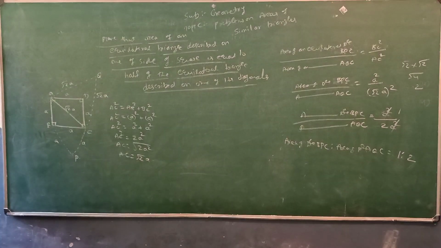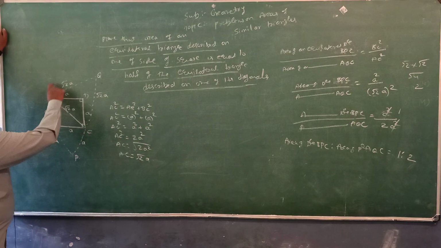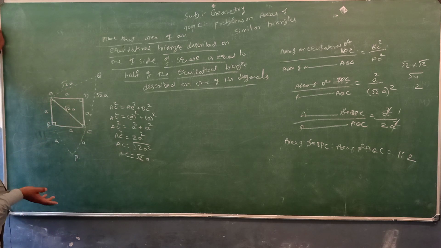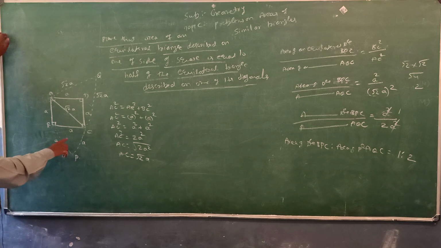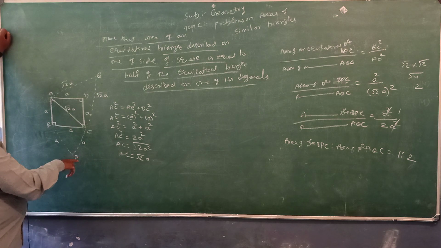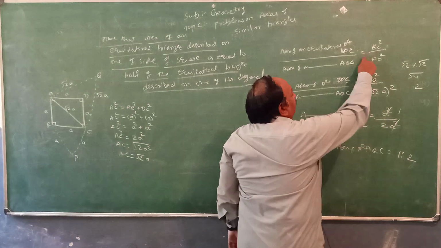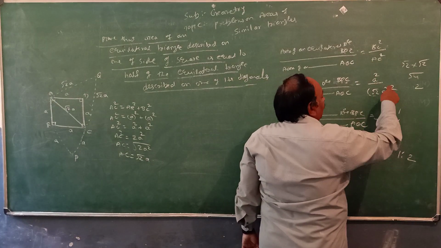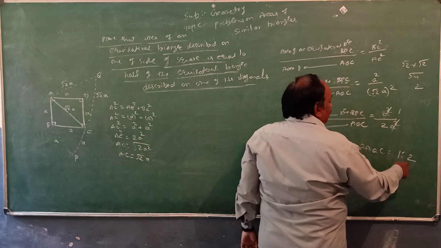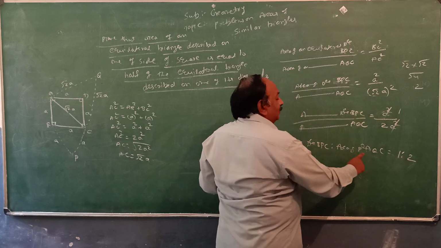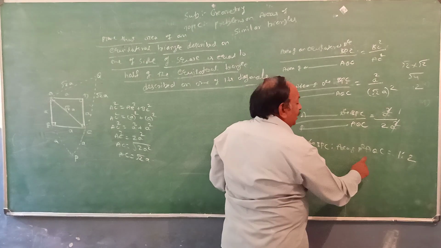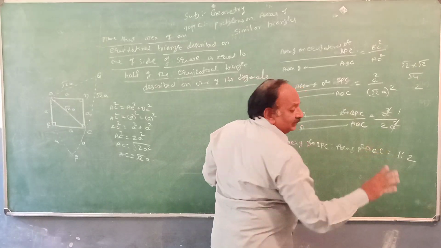Now consider the two equilateral triangles. One is BPC, another is AQC. Area of equilateral triangle BPC divided by area of triangle AQC. The areas of similar triangles are proportional to the squares of their corresponding sides. BC squared by AC squared. BC is A whole squared, over root 2 A whole squared. So A squared over root 2 into root 2, which is 2, A squared. A squared cancels. 1 is to 2. So this area is 1, and that area is double. If it is 20, this is 40. If it is 40, this is 80.